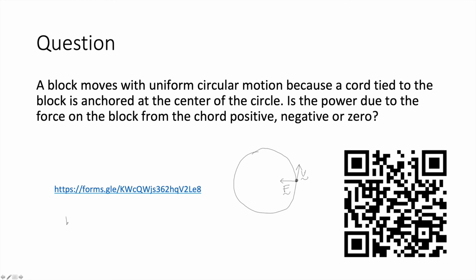Now we know that the power is equal to F dot v. Now for dot products, if we have two things which are perpendicular to each other, we get 0. So the answer to this is 0 because the velocity and the force vector are always perpendicular to each other. So you can check this is true at other points on the circle as well. The velocity is always a tangent to the circle and the force is directed back towards the center.